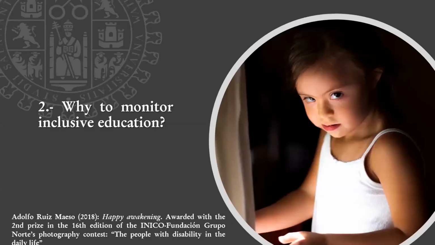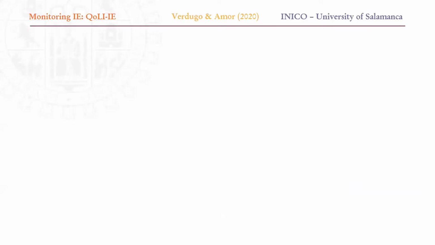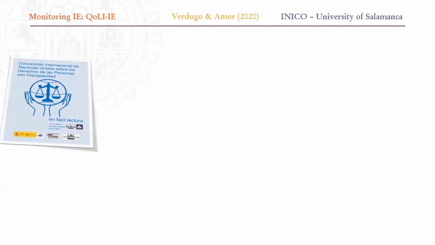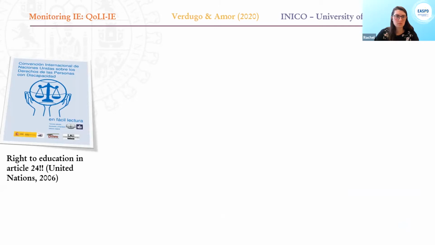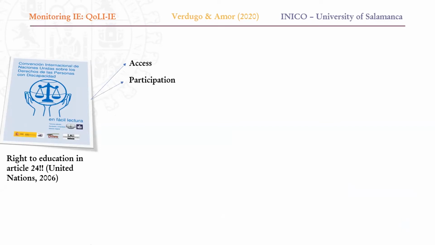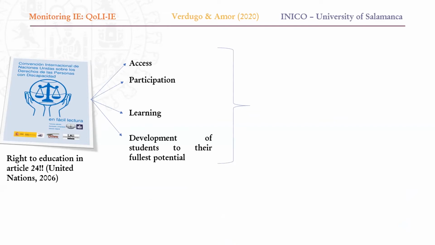Why monitor inclusive education is one of the questions that I would like to address prior to presenting the Quality of Life Index. Well, talking about inclusive education means talking about a right recognized in Article 24 of the United Nations Convention on the Rights of Persons with Disabilities. And according to that article, inclusive education must put the focus not only on academic achievement, and beyond access, participation, and learning, inclusive education must ensure the development of students with intellectual disability to their fullest potential. Okay, this is clear, and we all share this value.